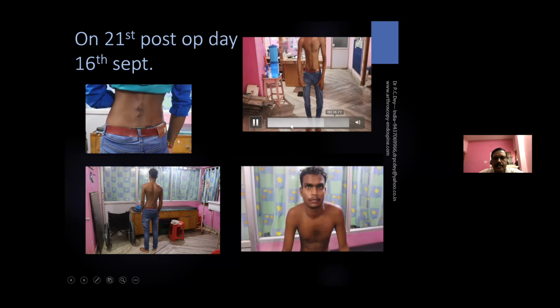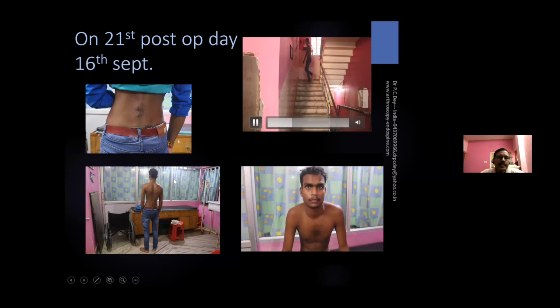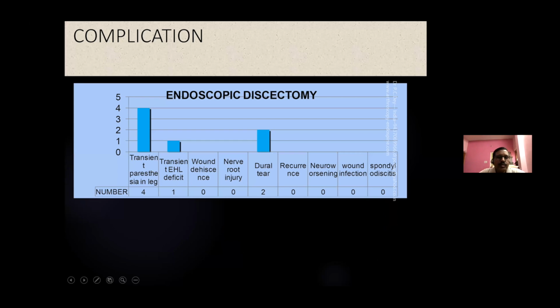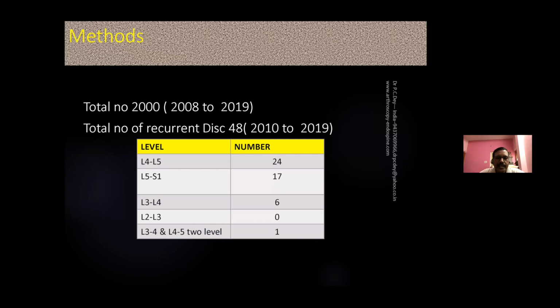Okay, so the total number of cases we have operated is around 22,000. Total number of recurrent discs is about 48. Only one was a 2-level recurrent disc.